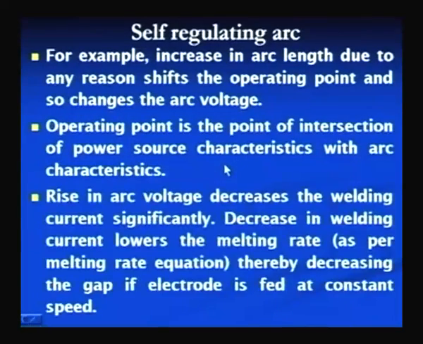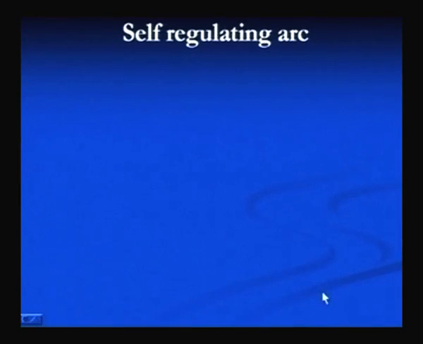with the change in arc length. The rise in arc voltage decreases the welding current significantly, and the decrease in welding current lowers the melting rate as per the melting rate equation we have seen in the previous slide, and thereby decreases the arc gap if the electrode is fed at a constant speed. This is what I have already explained in the previous slide.